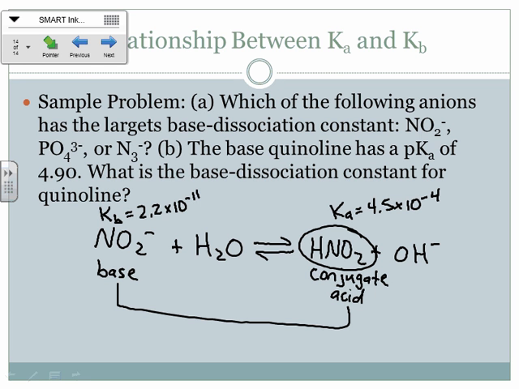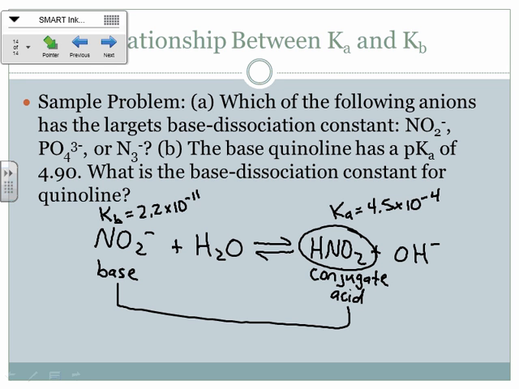Not a very strong base, as we can tell. The conjugate acid is much stronger than the base, which is going to happen all the time. If you have a fairly strong conjugate acid, you're going to have a fairly weak conjugate base. It's just the way that it works, because when you multiply those together, they have to equal 1 times 10 to the negative 14th.